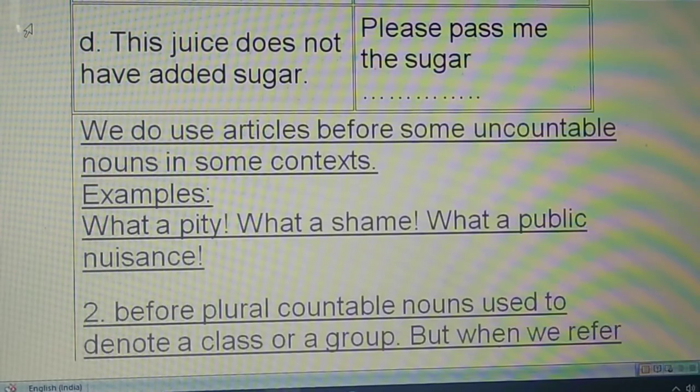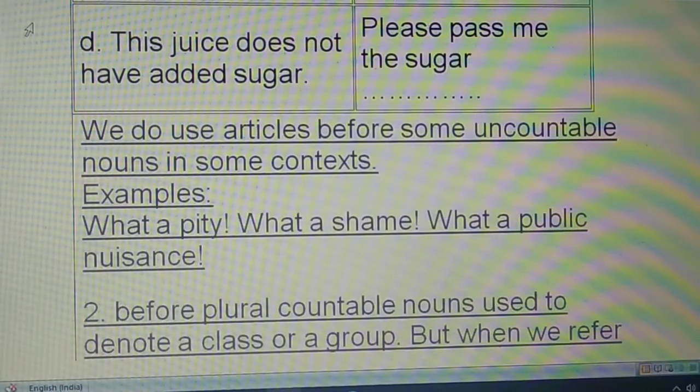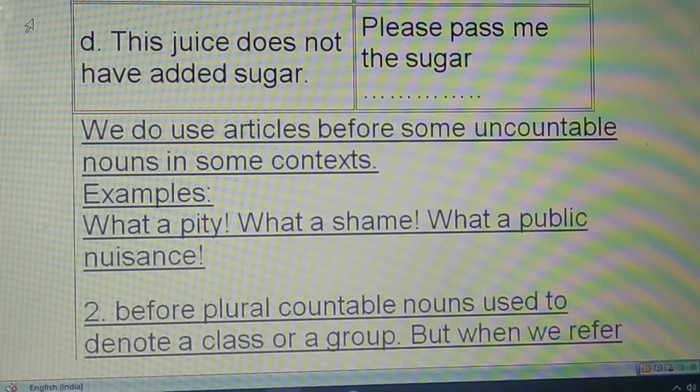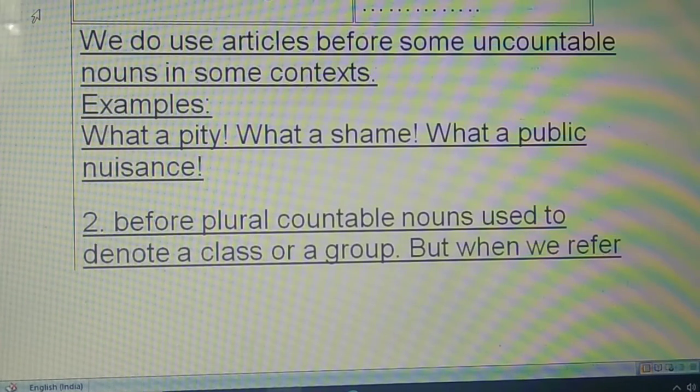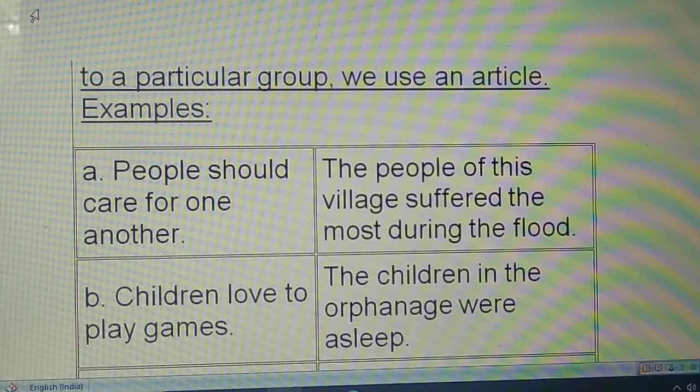We do not use articles before some uncountable nouns. What a pity, what a shame, what a public nuisance. Before plural countable nouns used to denote a class or a group. But when we refer to a particular noun, we use an article. People should care for one another. Here we can't use the. The people of this village.